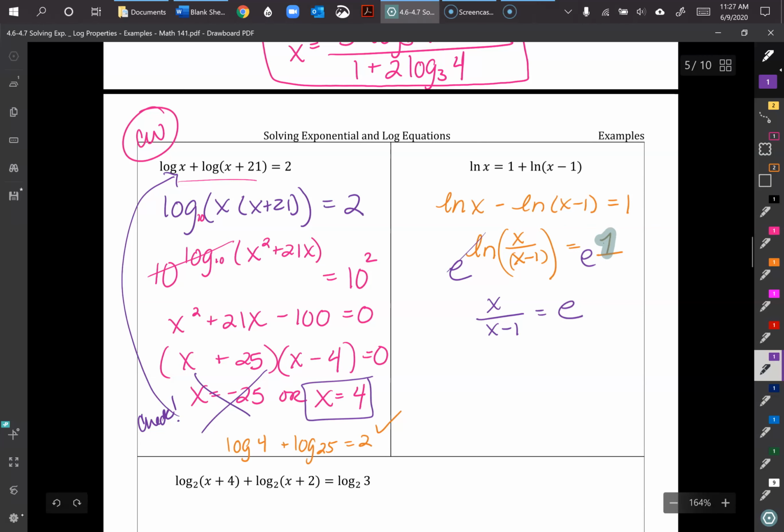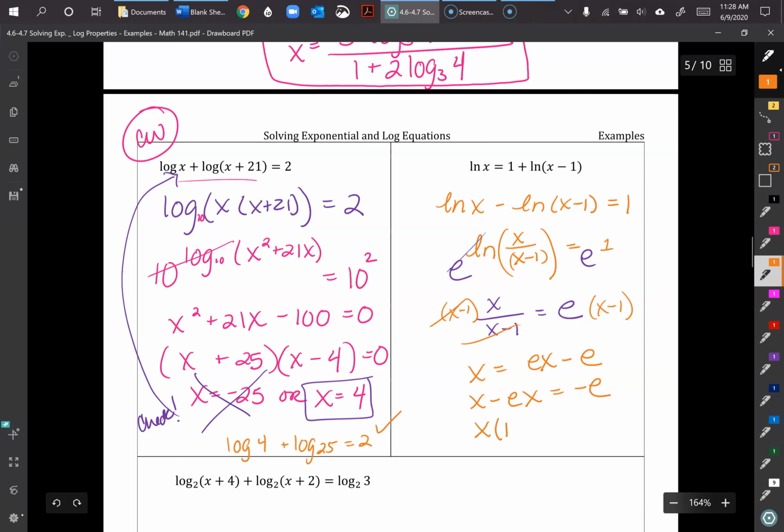This one's kind of huge, so a little smaller. And then we're going to clear the denominator, x minus 1 times x minus 1 on both sides. And we get x equals ex. Remember, e is a number, not a variable, minus e. And then I want to collect up my x stuff to one side. So I get x minus ex equals negative e. Then I factor out my x. I get x times 1 minus e equals negative e.